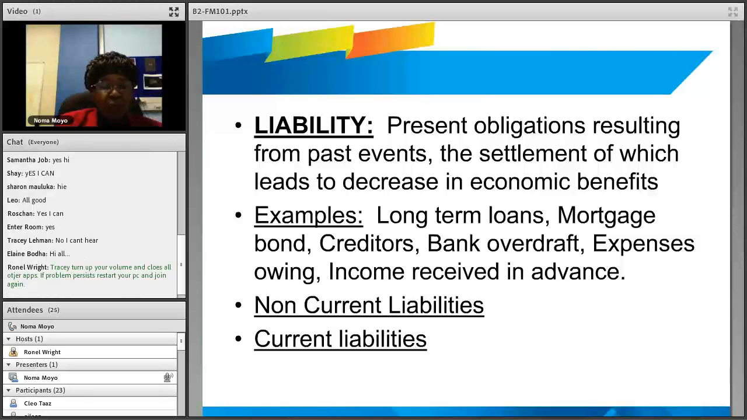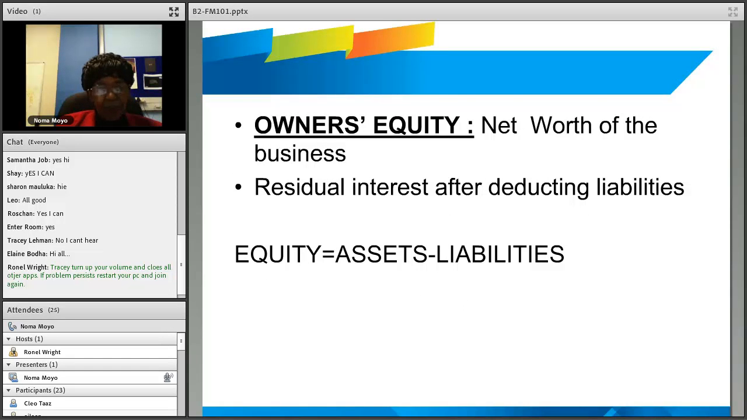Liability is what belongs to outsiders, what we owe to outsiders. So present obligations resulting from past events, the settlement of which leads to decrease in economic benefit. Examples: long-term loans, mortgage bond, creditors, bank overdraft, expenses owing, income received in advance. Non-current are those that are repayable in a period of more than a year. Current liabilities are those that are payable in about a year, in a period of a year.